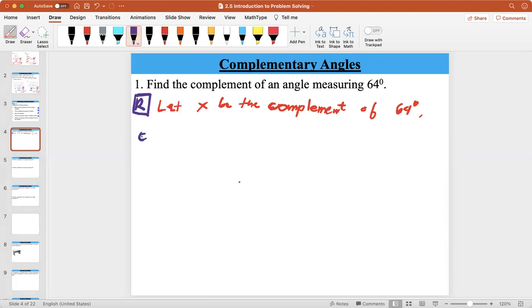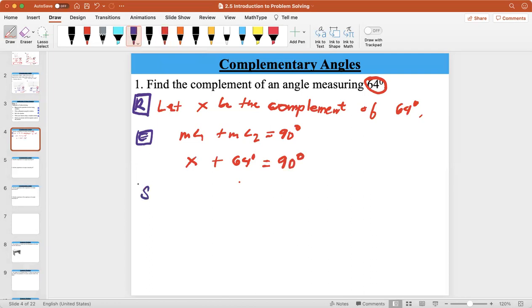Let's find the equation. What equation can we use here? It's a complement. So the equation that we can use here will simply be using, of course, the formula. Our formula here, which is measure of angle 1 plus measure of angle 2 equals 90 degrees. Let's say our X is the first angle. So let that be X. And measure of angle 2, which is 64 degrees. That's equal to 90 degrees. All right, that's our second step.